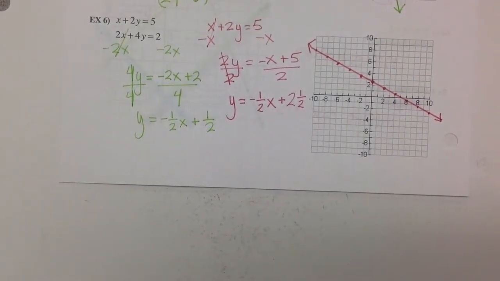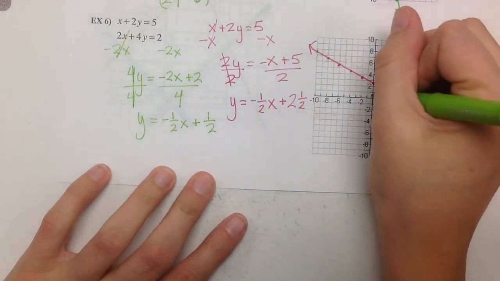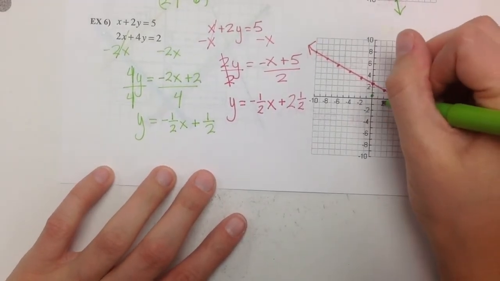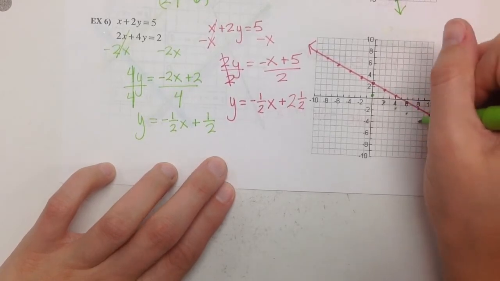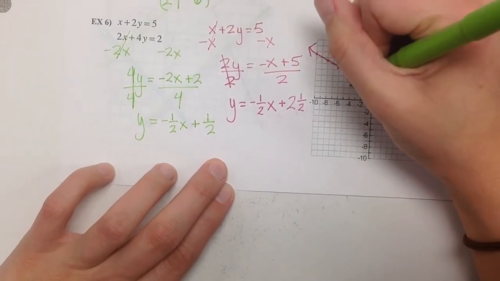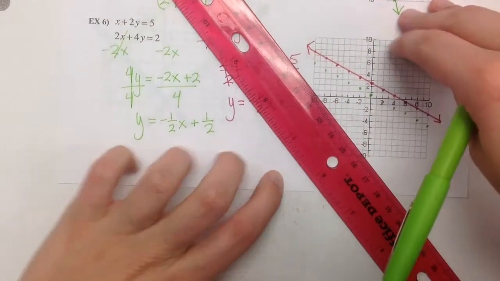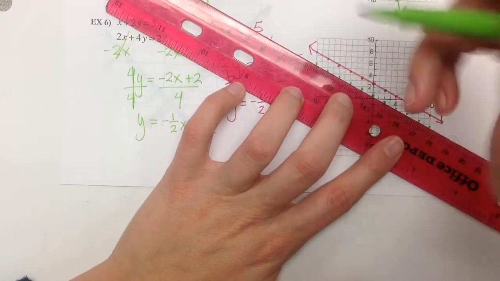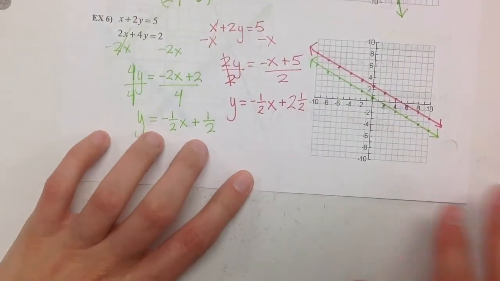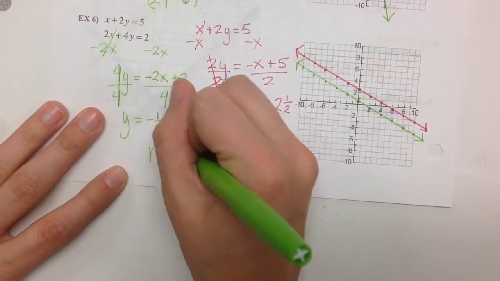Then let's graph the green line here. Our y-intercept for this one is 1 half, so just above that zero line. And then we have the slope, negative 1 over 2. So down 1 over 2, down 1 over 2, and so on, opposite direction as well. If I graph these, they appear to be parallel lines, which means they're never going to intersect, which means there's no solution.